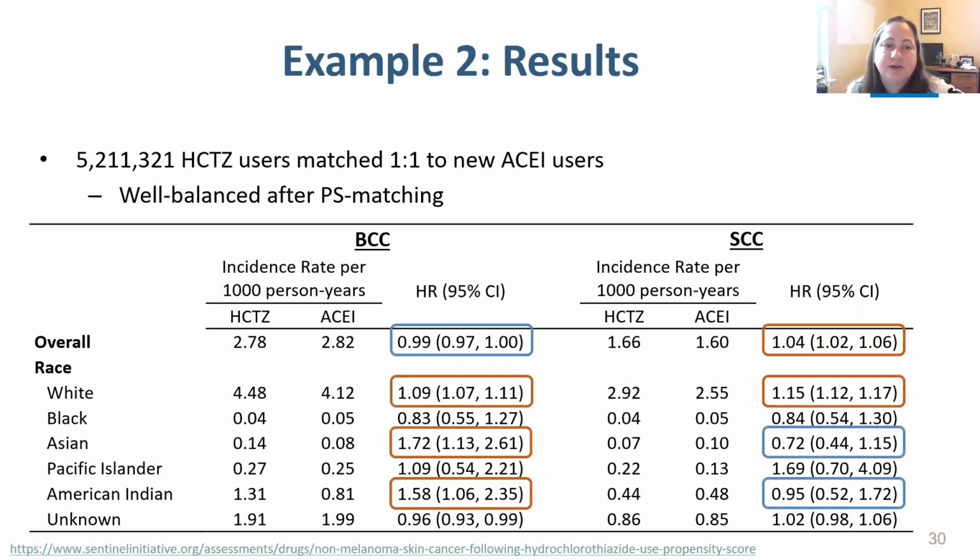If you look at the different racial categories, you actually see among Caucasians that hydrochlorothiazide was associated with a small but significant increased risk of both basal cell carcinoma and squamous cell carcinoma. You see a couple of other race categories also had an increased risk for basal cell carcinoma. But here the team, given the sample size, I think decided to focus on Caucasians.